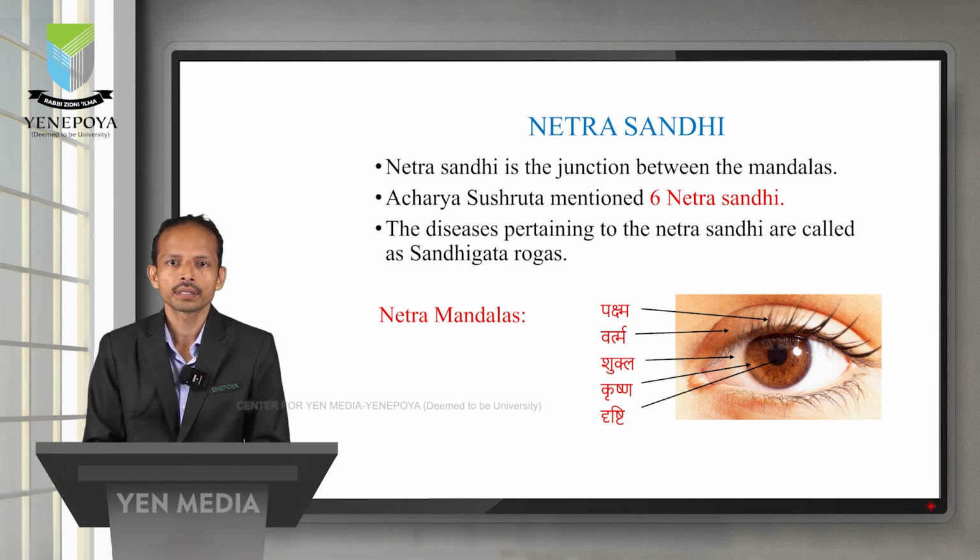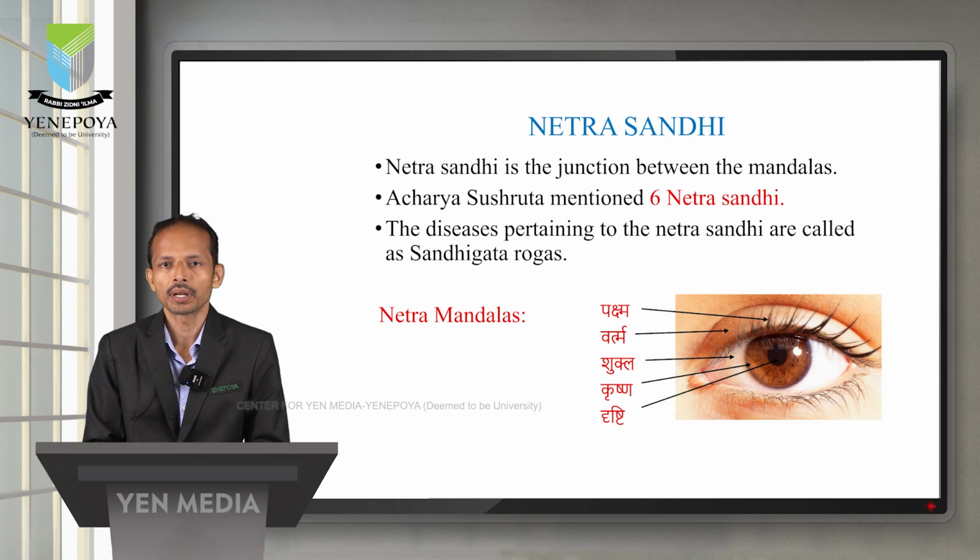So, this Netra Sandhi is the junction between the mandalas. In the classical Ayurveda text Sushruta Samhita, Netra Rachana Sharira is explained in detail. In that, 5 mandalas are mentioned. These mandalas are circular forms of arrangement. In this image, you can see the Pakshma or the eyelashes. There is one circular form of arrangement.